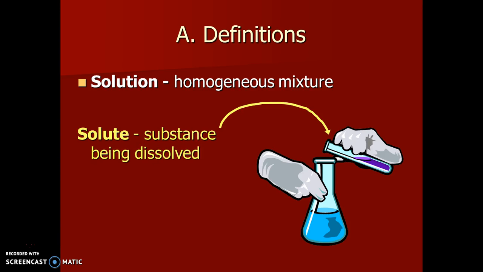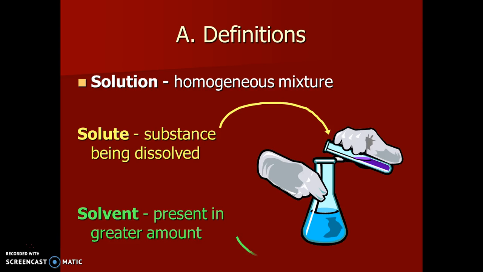Those two substances are a solute, and the solute is the substance that gets dissolved, and a solvent. The solvent is the substance that does the dissolving. So, for example, we're mixing sugar and water. The water is the solvent, and the sugar is the solute. Usually, if you have a liquid and a solid, the solid is going to be the solute, the liquid is going to be the solvent.